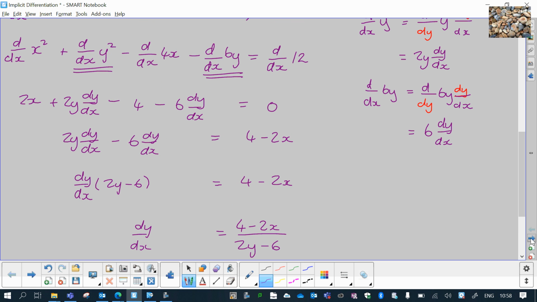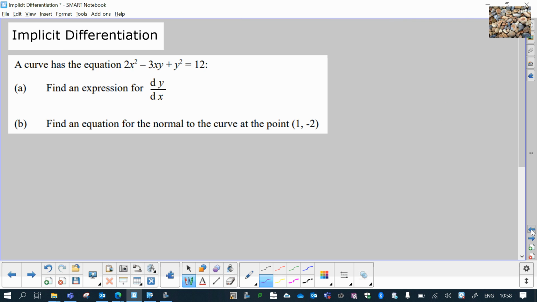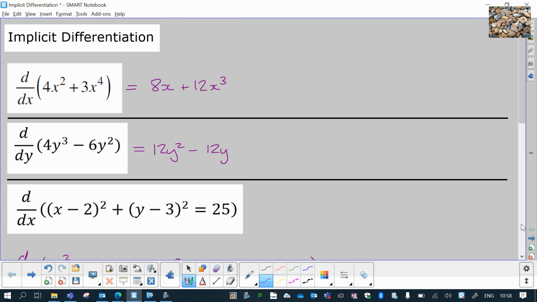Now, I did say a minute ago that you wouldn't normally differentiate that circle equation the way that I just did it, and that's absolutely true. So I will show you in just a second how I would do it using the chain rule.